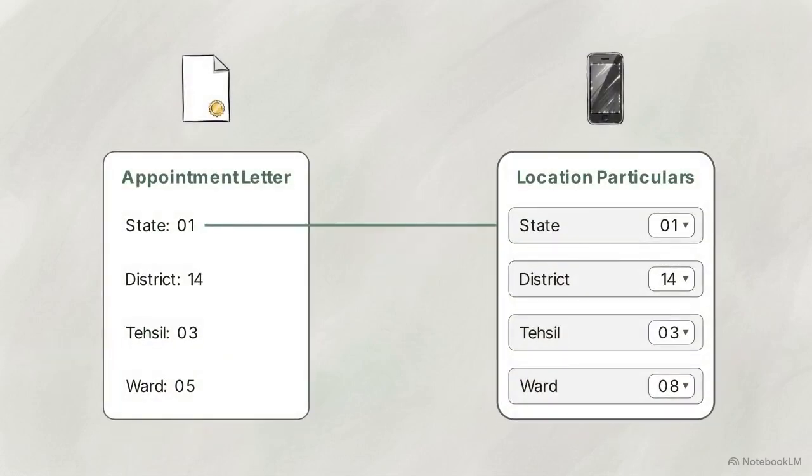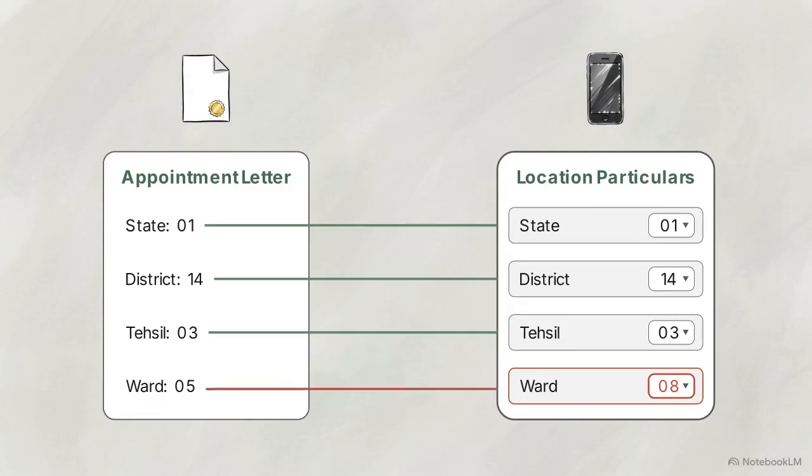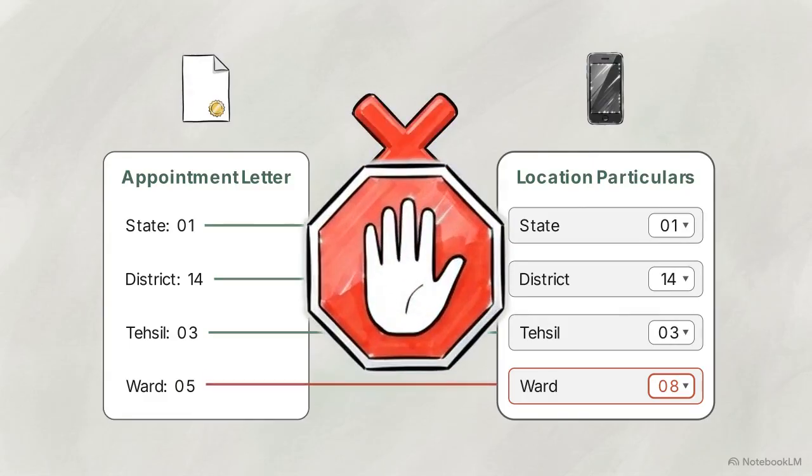Look at the location particulars on your screen and check the state, district, tehsil, and ward codes against your physical appointment letter. If the digital location data does not perfectly match your printed documents, stop immediately. Do not begin data entry until the discrepancy is resolved.